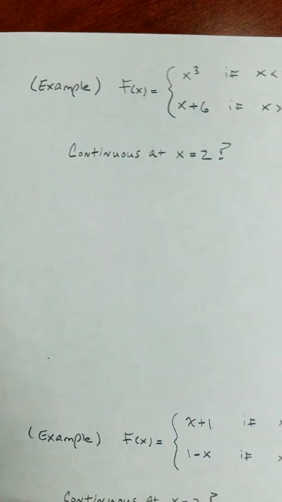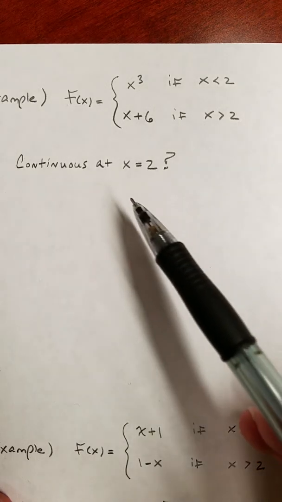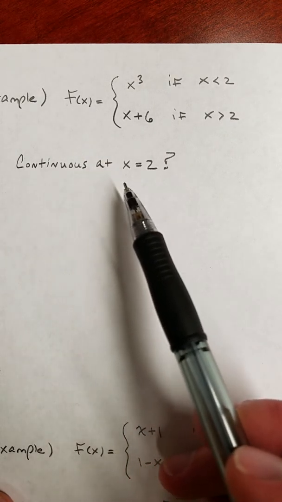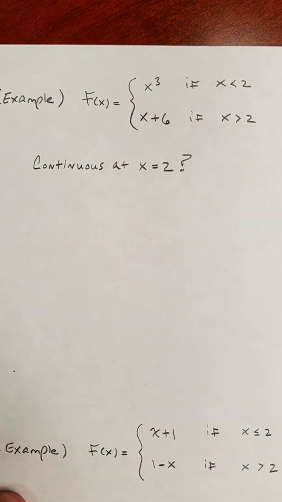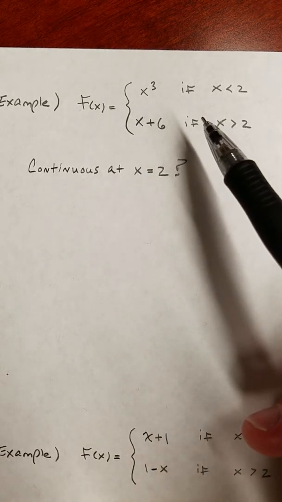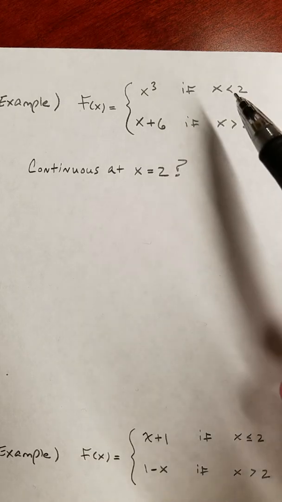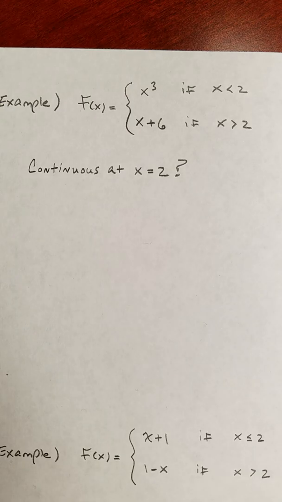All right, here we go. So first example, take this function as it is. Is it continuous at x is equal to 2? Okay, is it continuous at 2? I can tell right away it's not, and I hope you can too, because you can't even plug 2 into this function.